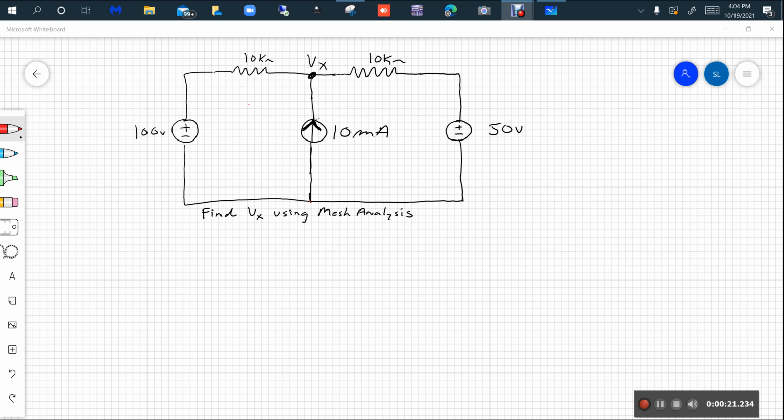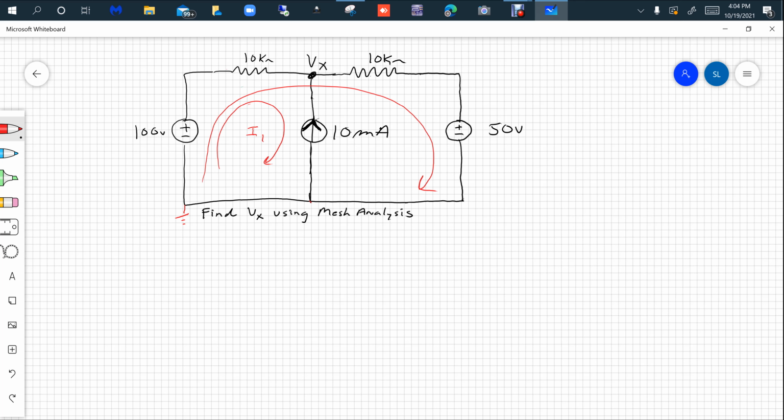If you take a look at this problem right here, we want to find the value of Vx with respect to a ground reference, which we'll put right here. What you could do is label a loop current as I1 right here, and then label a second loop current like that as I2. By inspection, you can clearly see that I1 is just equal to a minus 10 milliamps.